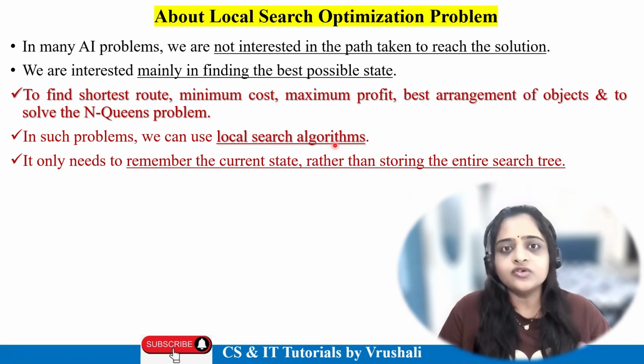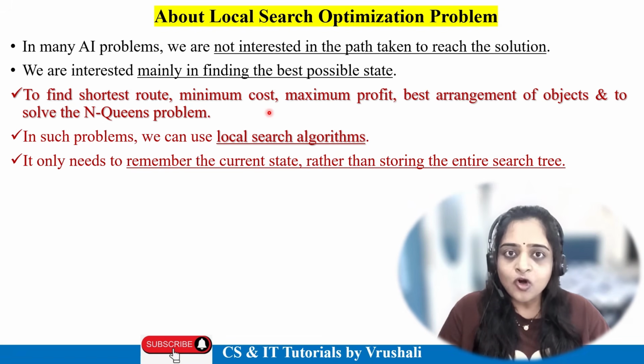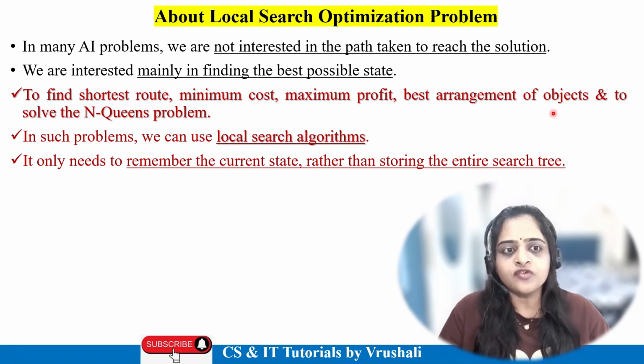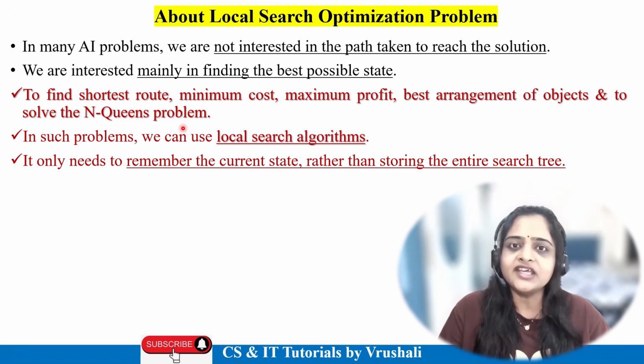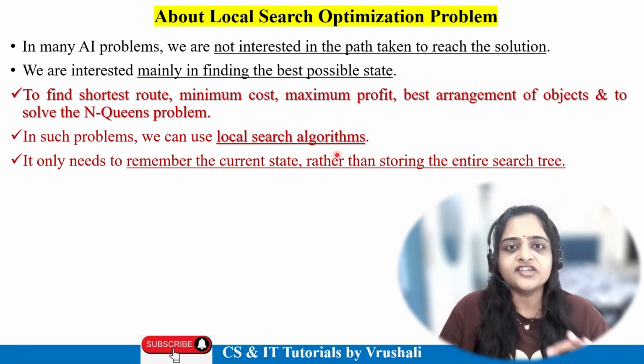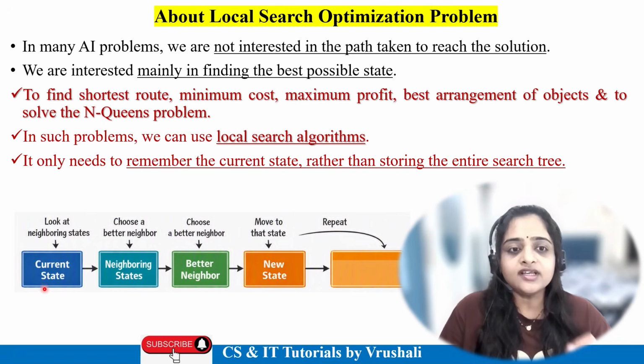This is called a local search algorithm. There are multiple problems: finding the shortest route, the minimum cost required, maximum profit, the best arrangement of objects, and solving the n-queen problem. Providing solutions to all these things is called a local search algorithm. So a local search algorithm is focused only on the current state and the next predictable neighboring state.